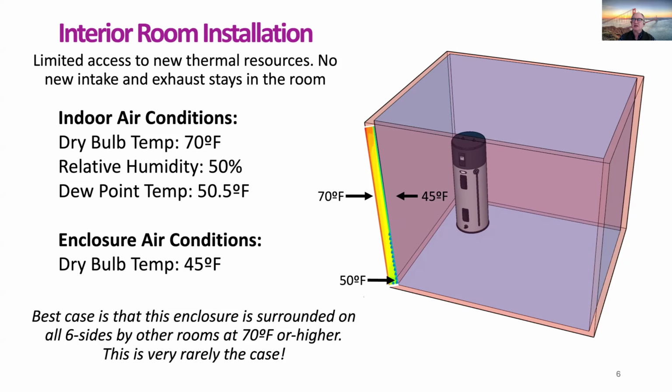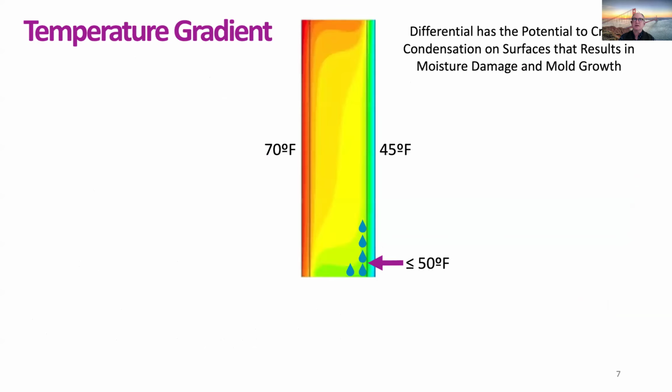The best case is that the enclosure is surrounded on all 6 sides by 70F or higher. We don't get that. It's very rarely the case. Rooms are wherever rooms go for water heaters. They're in all sorts of places. The temperature gradient, as the differential, has the potential to create condensation on surfaces.